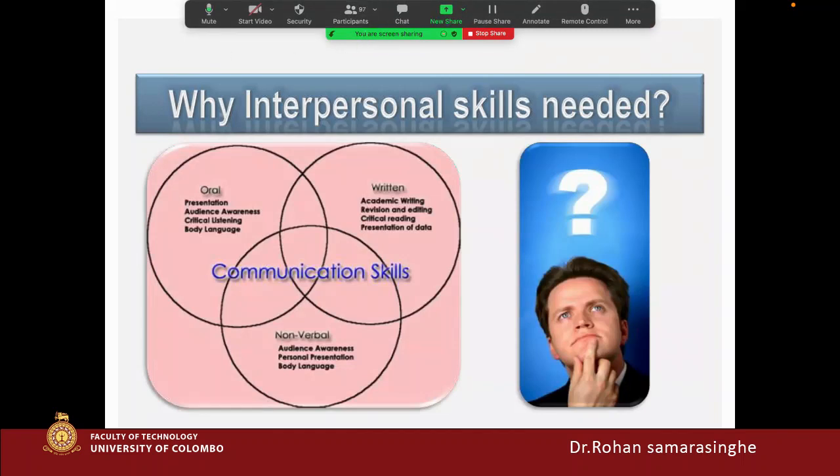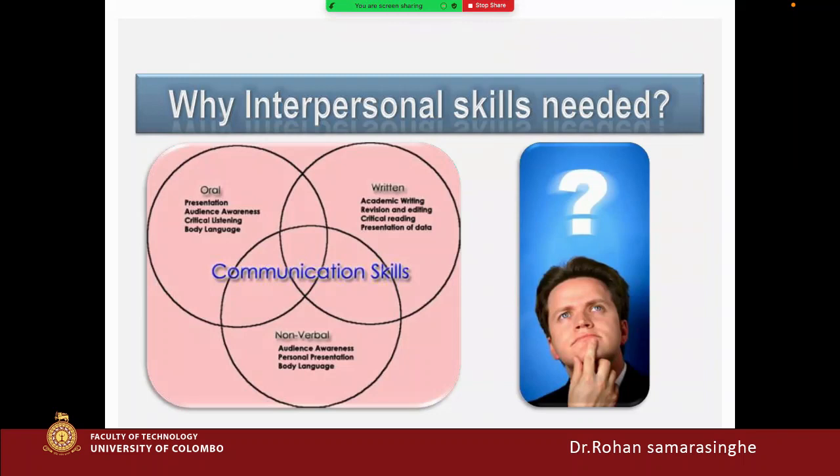When you consider interpersonal skills, there are three types: oral, written, and non-verbal also. Non-verbal is also very, very important, like how you look at people. The oral means the presentation, audience awareness, critical listening, and body language. Written means academic writing, reviewing, or editing.